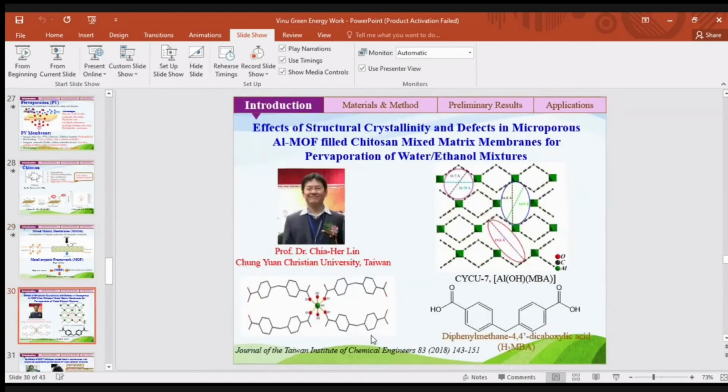When we are using the synthetic methods, here we got defects also. When you are using water, it will form the normal porous nature. When you are using ethanol synthesis, it will form defects also. Here we use aluminum with the MBA ligand, so here it will form CuSO7. So we make our MOF, named CuSO7.